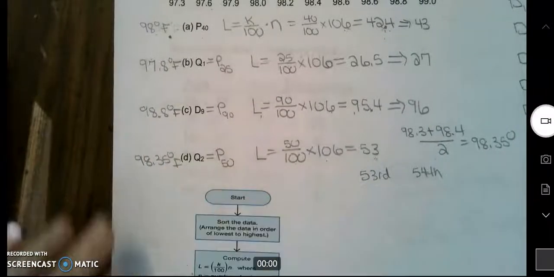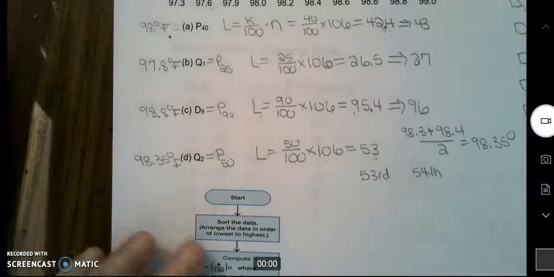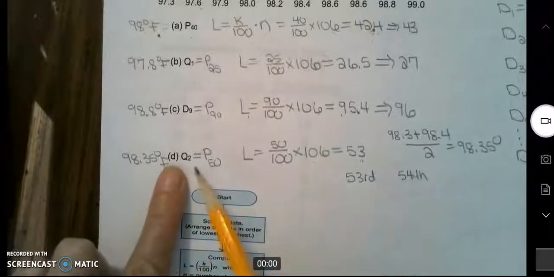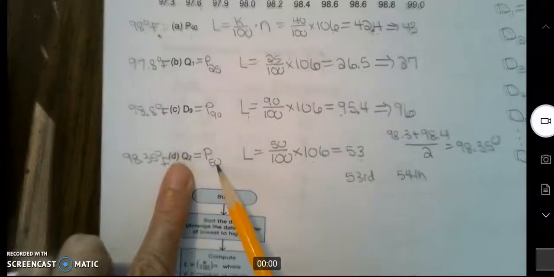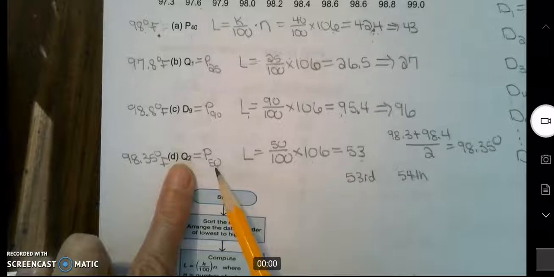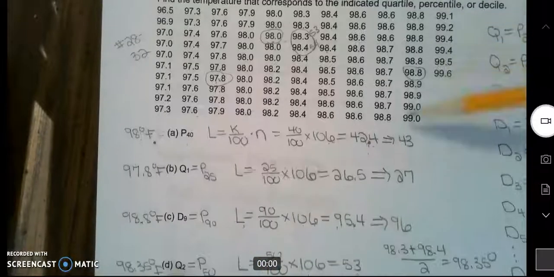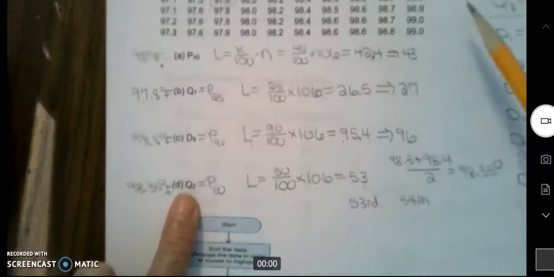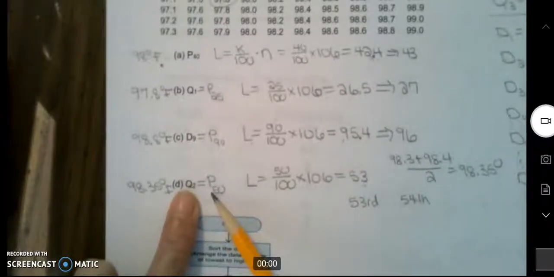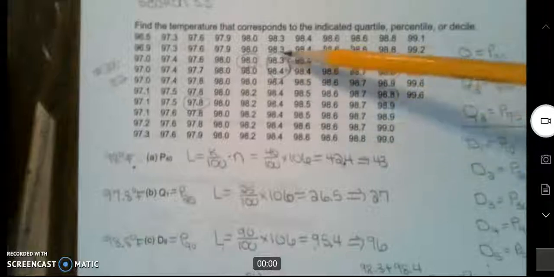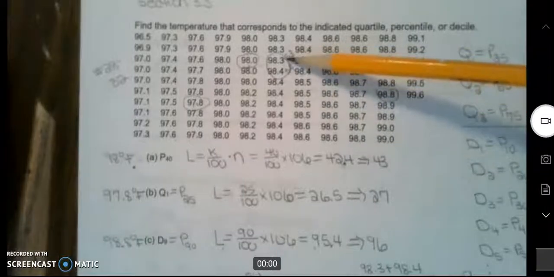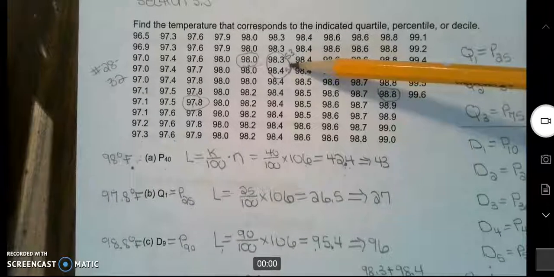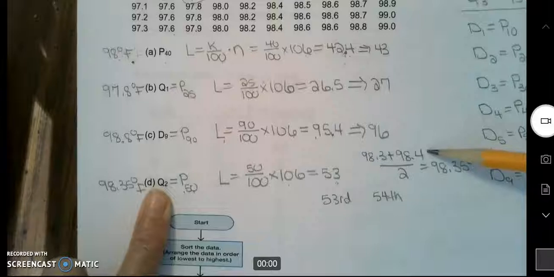Okay, let me tell you a little bit about why we do that, if you're curious or not. It goes back to, if you think about the second quartile, the 50th percentile, that's actually the median, if you remember. And here we have an even number of values. The way you find the median is you take the two middle ones if you have an even number of values, which we do. We have 106. These are actually your two middle ones, right in the middle, 53rd and 54th, and you take the average right in the middle. So this is the same thing as a median.